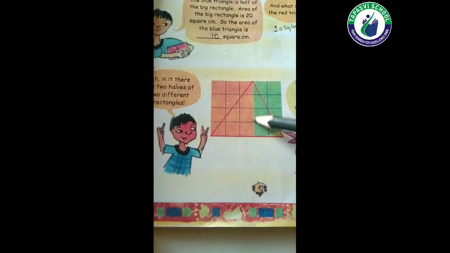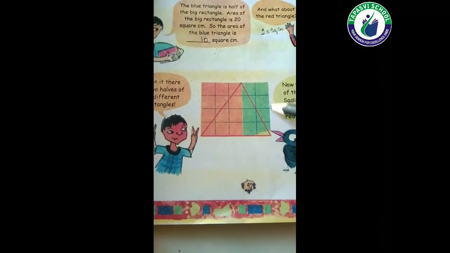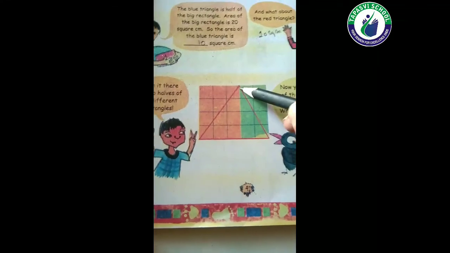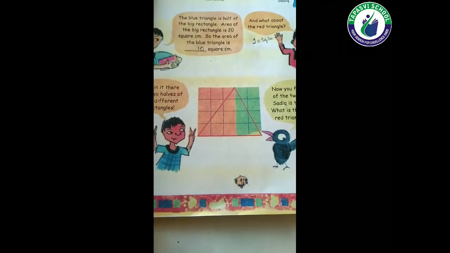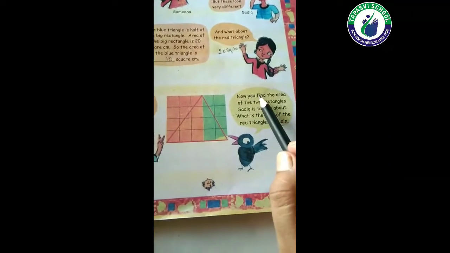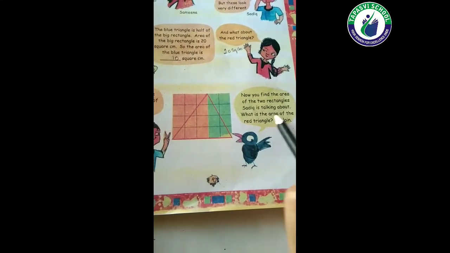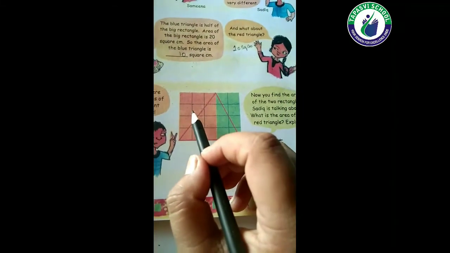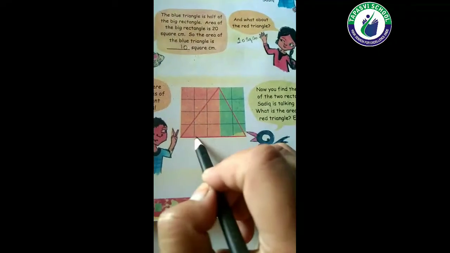So we have got one triangle. Similarly we have a green color rectangle also. If we take half of this rectangle, then also we get a triangle, right? Now you find the area of these two rectangles. Sadiq is asking what is the area of the red triangle. Okay, we have to find the area of the red triangle. See the area of this particular rectangle, students.